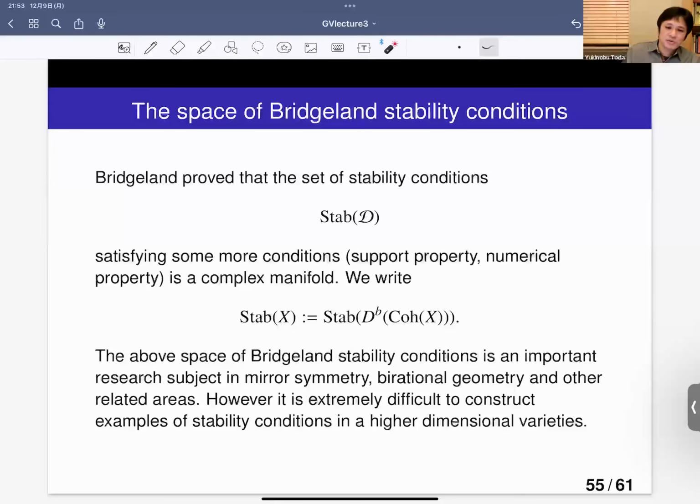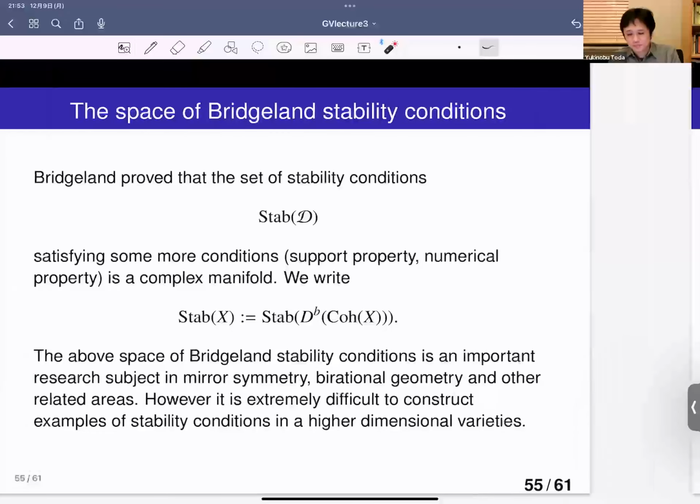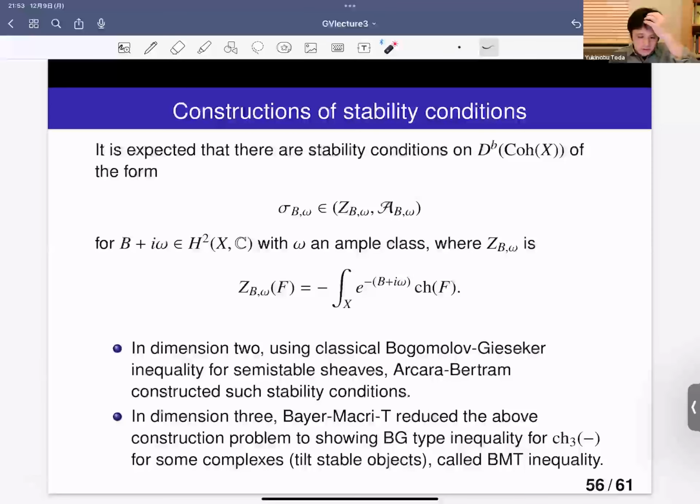However, there are some issues about this subject. It is extremely difficult to construct examples of stability conditions on higher dimensional varieties. There are some classical notions, like the stability conditions using ample line bundles, which I mentioned. But this classical stability condition does not fit into Bridgeland's sense of stability conditions when the dimension of X is bigger than or equal to 2. So in general, it is expected that there are some stability conditions on the derived category of this form.